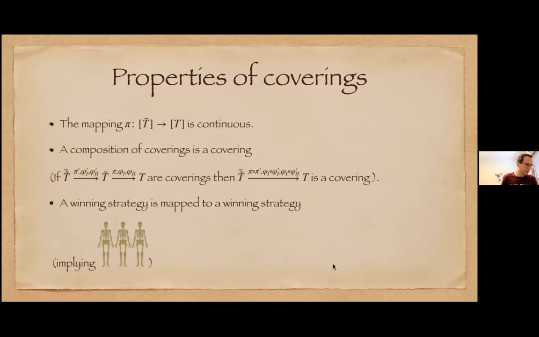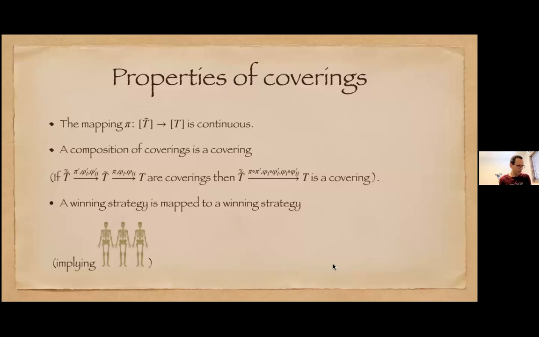Another thing that we're going to use is that a composition of coverings is by itself a covering. We can compose the function pi and the functions phi I and get a new covering. So if I have, I wrote here, double tilde T covers tilde T, which covers T, then I can compose all these mappings and get a covering of T.